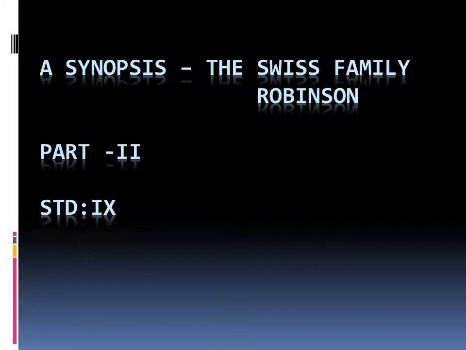Hello students, good morning. Today we are going to begin the second part of the lesson, that is a synopsis, a summary, the Swiss Family Robinson.